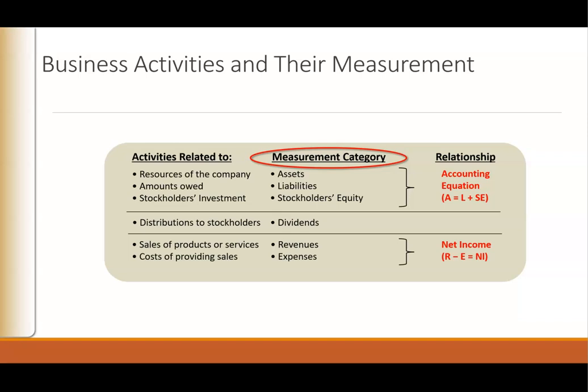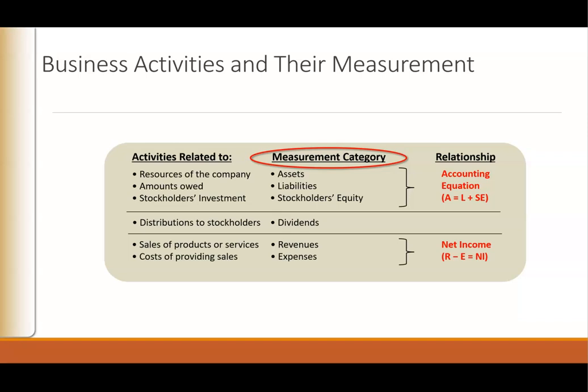Sometimes we have activities related to paying dividends or providing those stockholders with a benefit, because since they've put money into the company, they want something from their investment, which we call dividends. Those are distributions to the owners. Sometimes we have activities related to sales or selling products and services. We call those revenues. And then we have costs, because to make or to provide those revenues, there are costs associated with providing those revenues. And we call those expenses.